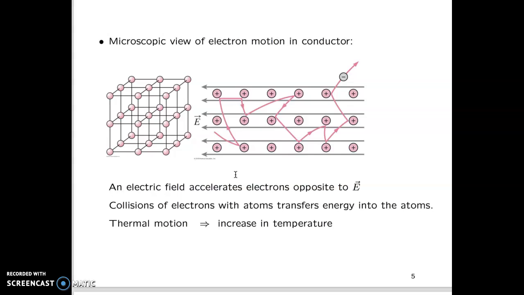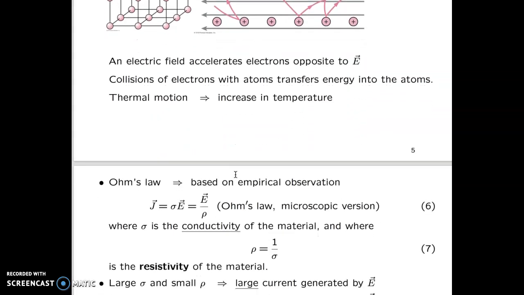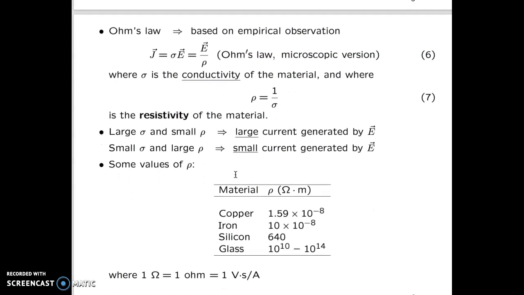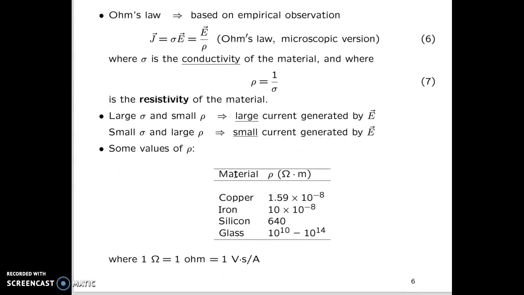I want you to have a good understanding, qualitatively, of what happens when conduction electrons move through materials. Okay, let's get a little bit more quantitative about it. So we now introduce something called Ohm's law. And Ohm's law is really this equation.